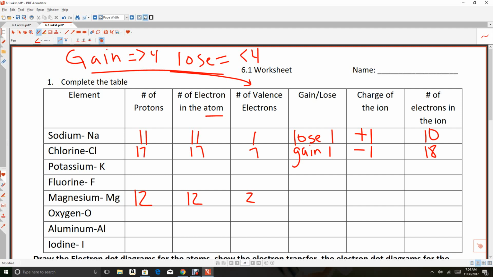Okay, so is 2 greater than 4 or less than 4? It's less than 4. So that means it's going to lose, and it's just going to lose that many, so lose 2. Now again, I see the word lose, so I put a positive, and then the number 2 because it loses 2. Okay, so 12 lose 2 would give me 10. Okay, so that's kind of the top part of your worksheet.